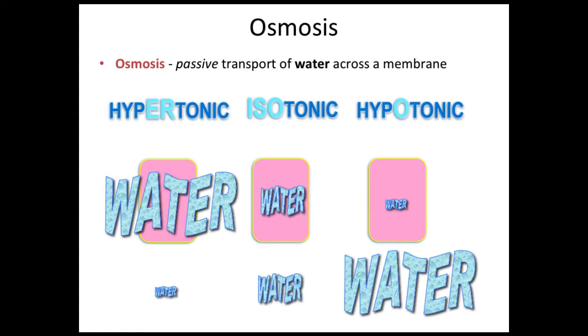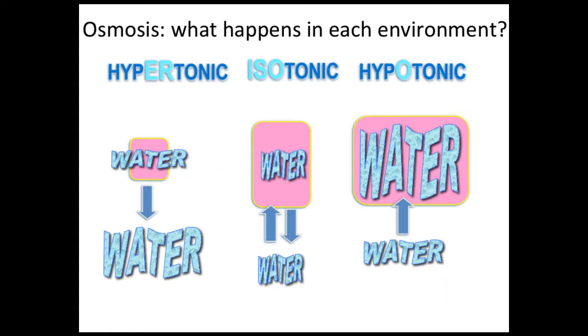So make sure you're looking at your screen right now. Here we can see these 3 cells, and notice the word water. It's either really big or it's really little. And now I'm going to click to the next slide. There we see. When we place a cell into a hypertonic environment, water moves out. When we place a cell into a hypotonic environment, water moves in. And when we place a cell into an isotonic environment, the water's moving both directions at relatively the same rate, so we don't have a net gain or a net loss.